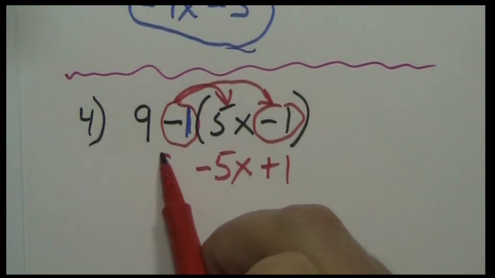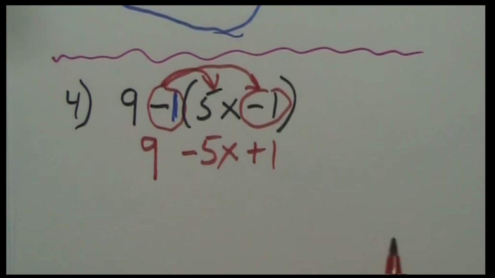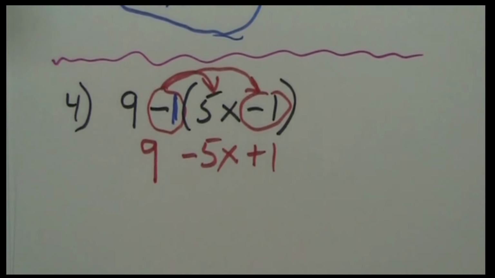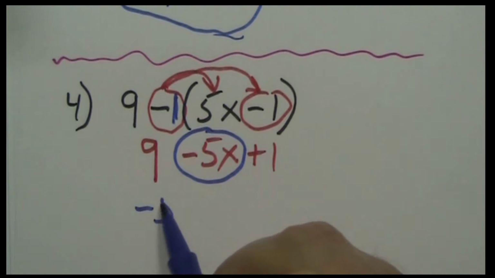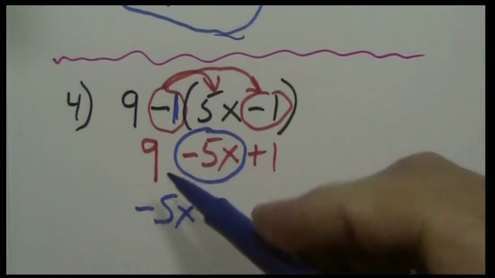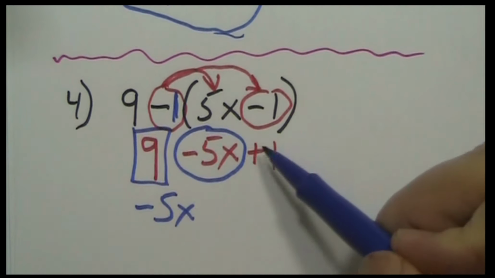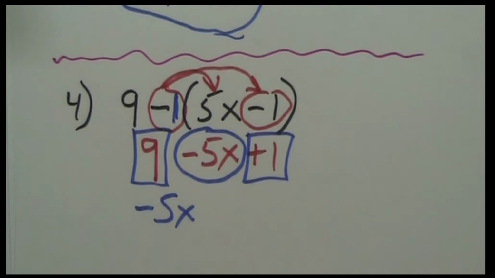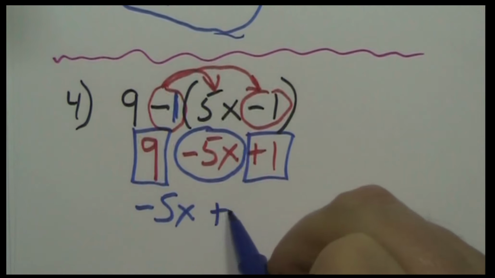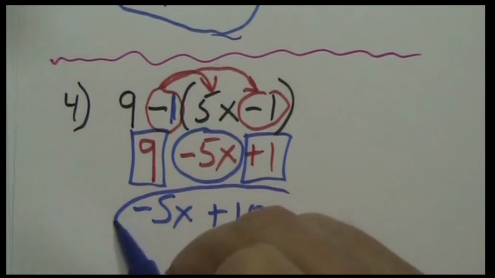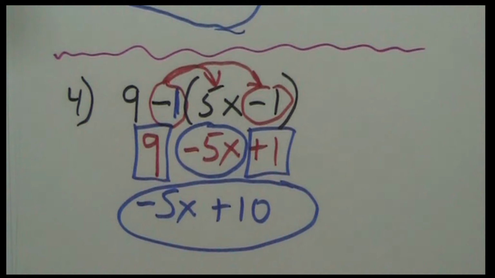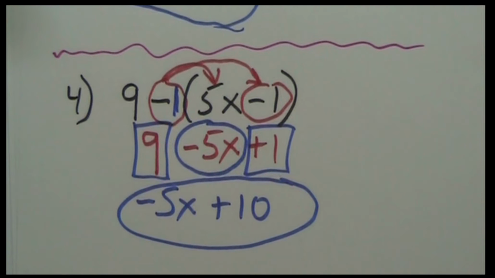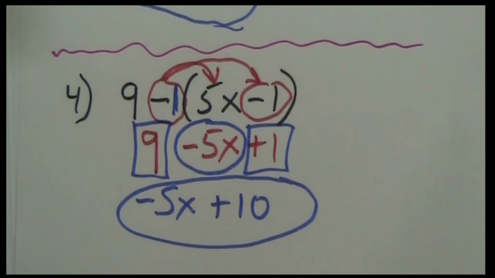I'll bring down the 9, put together the like terms. So we have a -5x. Then we have the constants, a 9 and a +1. Well, 9 plus 1 is just 10. And that's it. So hopefully if you're quizzed on this, this will be very simple for you.